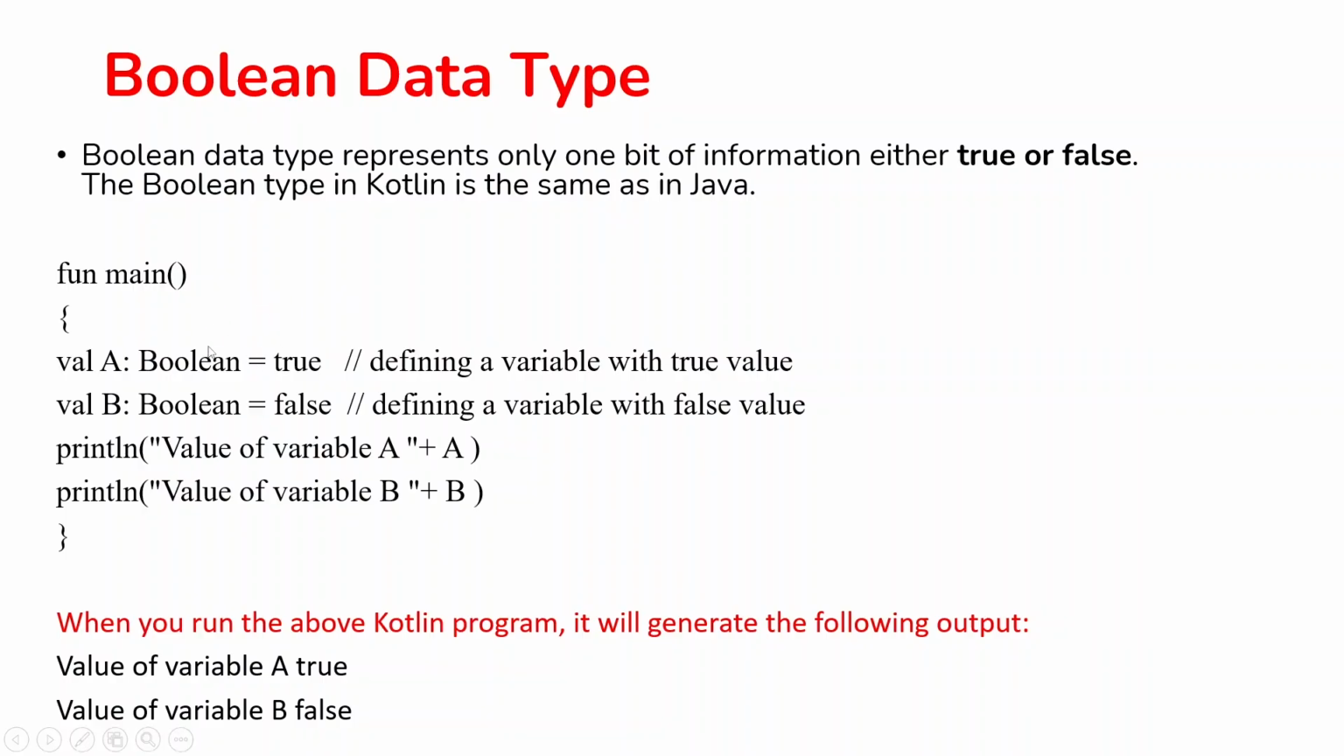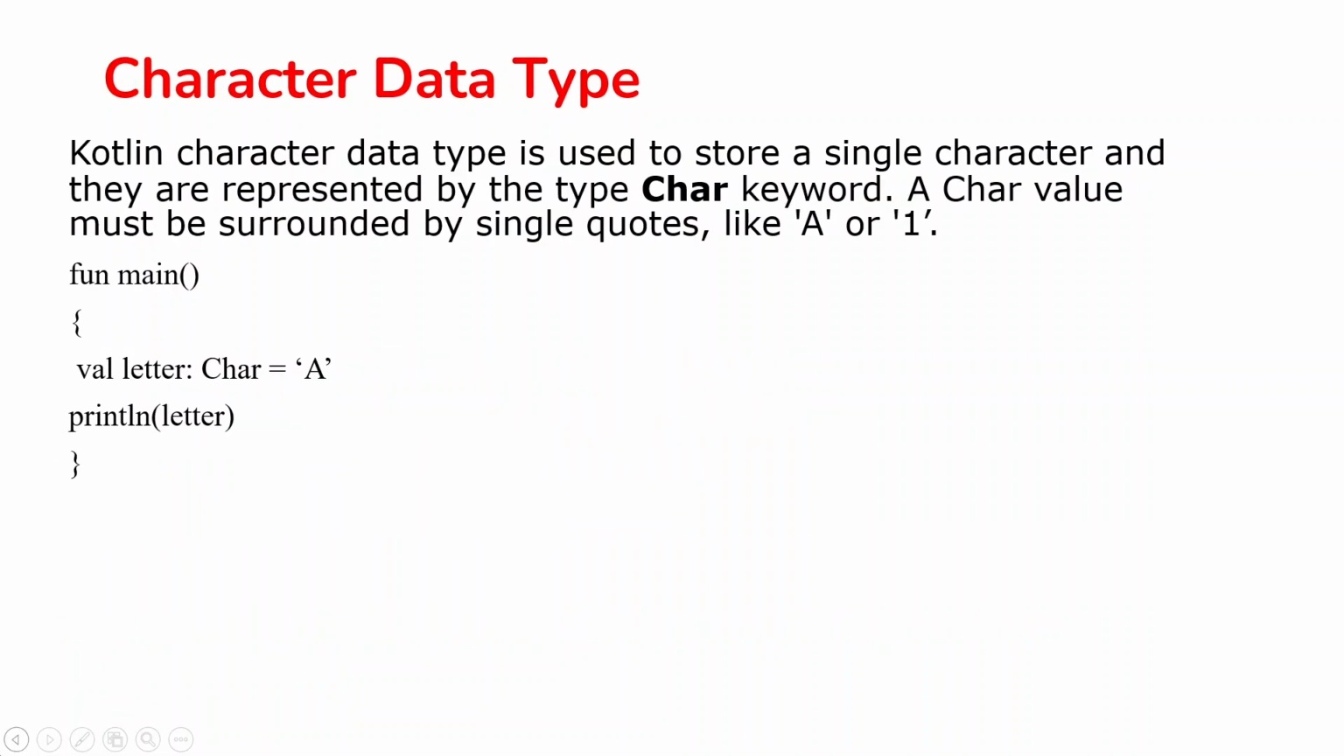Let's discuss one program. Here we have created one function main and one variable a, which is of type Boolean, and we have assigned it true, and another variable is b. It is of type Boolean, and this is equal to false. Now we have printed the variable a. After that we have printed the value of variable b. Now the above program will generate the following output. The value of variable a is true, the value of variable b is false. Hope you understand. Now we will talk about another primitive data type, that is char.